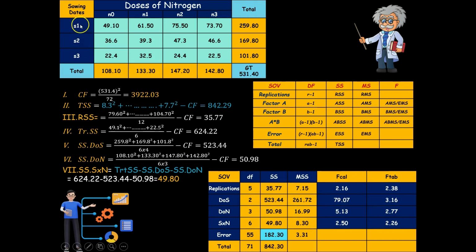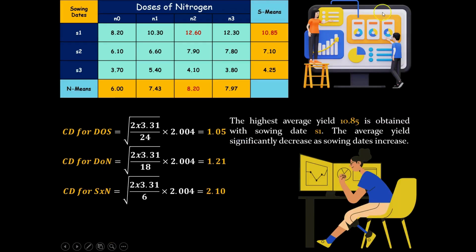Say for example, the hypothesis involved is that there is no significant difference between the different doses of nitrogen or different dates of sowing, or we can say there is no interaction present, there is no dependence between these two factors. But in all these three cases except the replications, the results are significantly different. Now once we have got this, we need to perform the post-hoc analysis.